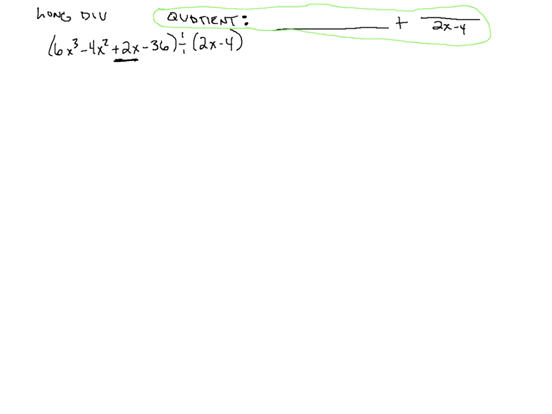Yes, so far. Okay. All right, let's go ahead and actually do what you came to see happen. So this is 2x minus 4. That is our divisor.